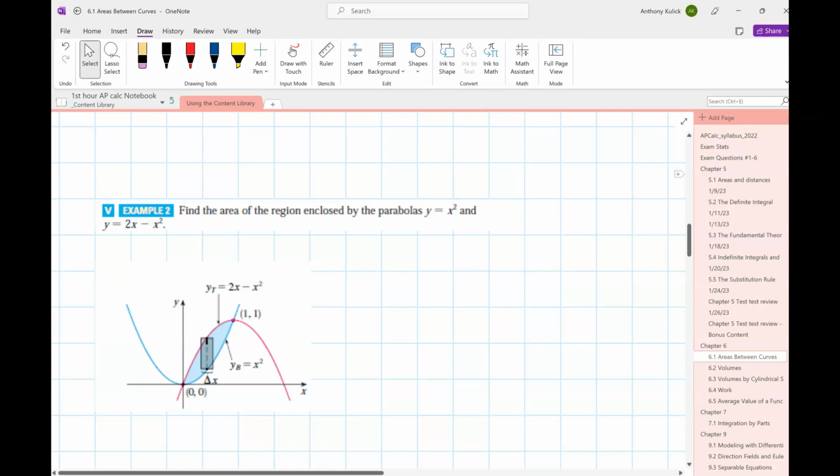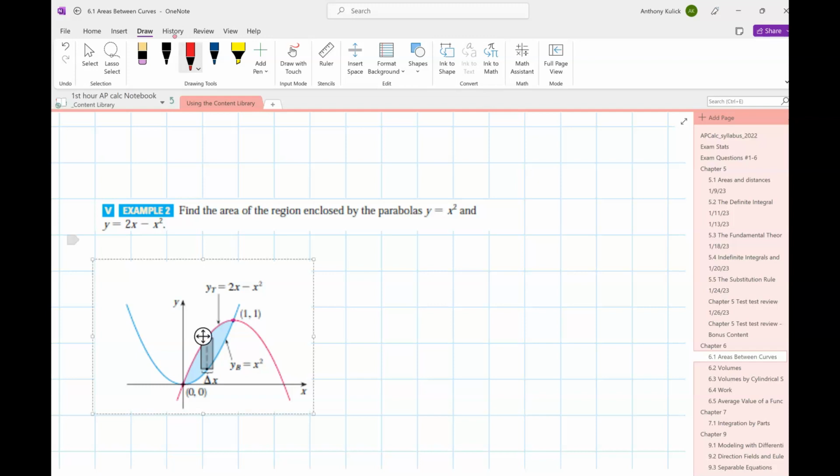So let's say we want to find the area of the region enclosed by the parabolas y equals x squared and y equals 2x minus x squared. So the first thing I'm going to do is sketch a graph for myself to figure out what's on top, what's on bottom. You can use your calculator to do that. So I can see clearly that this is the top and this is the bottom. Everybody's okay there? The one that's opening down is on top. The one that's opening up is the bottom.